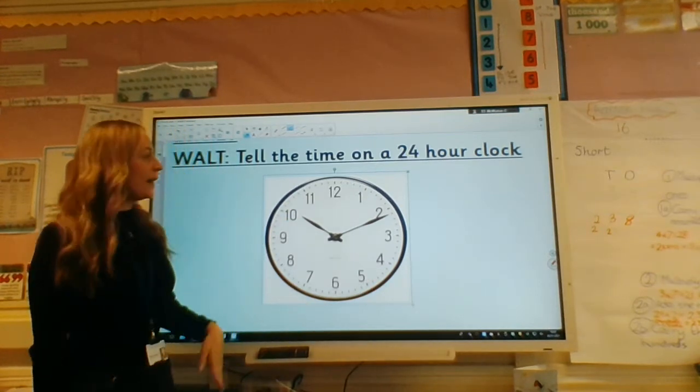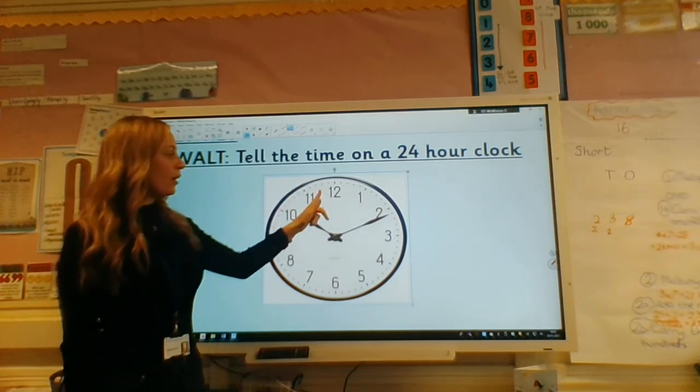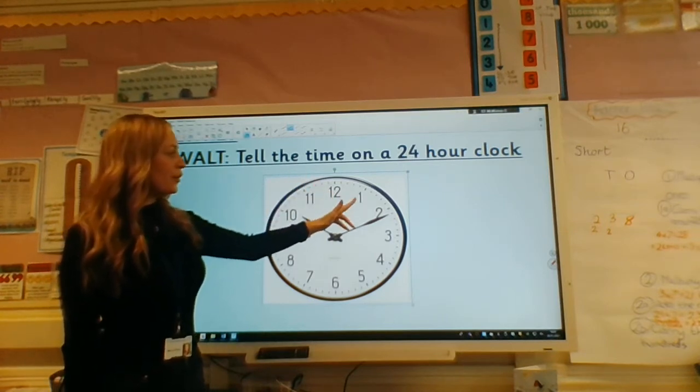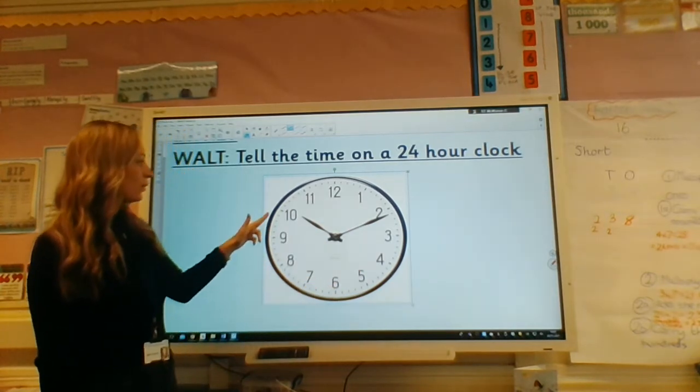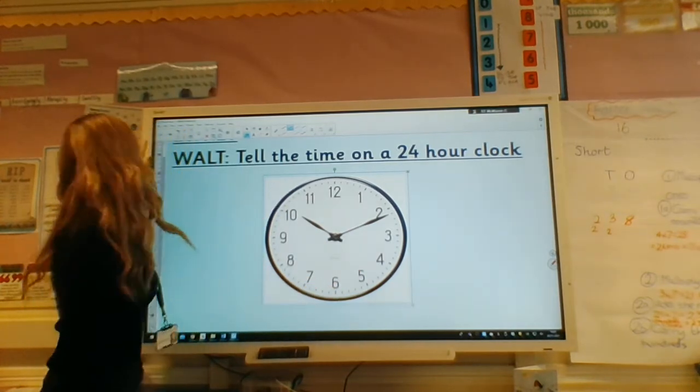If it's in the PM, then you've got to carry on from 12. So 12, 13, 14, 15, 16, 17, 18, 19, 20, 21, 22, 23 hours.